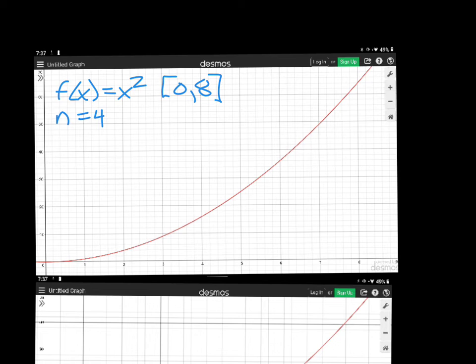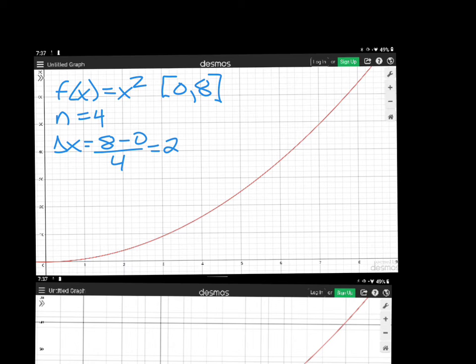Then let's first decide what the width of all of our rectangles is going to be. That's denoted by the change in x. We won't do this every time, but for all three of them, we're going to just use this. So it's 8, the interval length divided by the number of subintervals, that gives us our width.